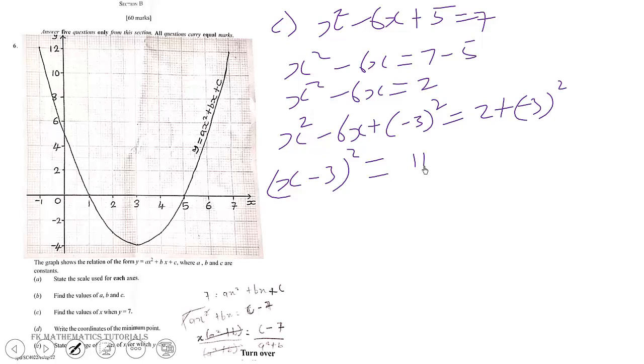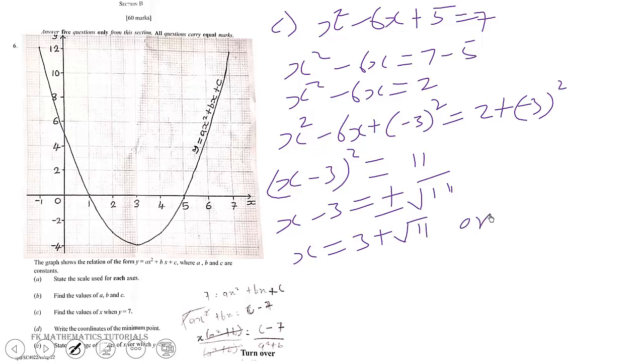So taking square root of both sides, plus or minus square root, x minus 3 will be equal to plus or minus square root of 11. So x will be equal to 3 plus root 11 or 3 minus root 11. So this will give you 6.3 or 0.3.